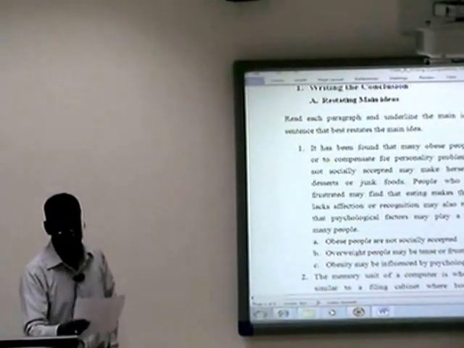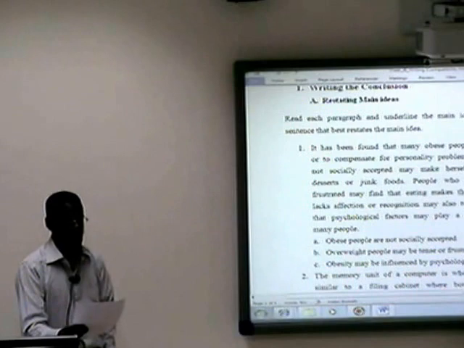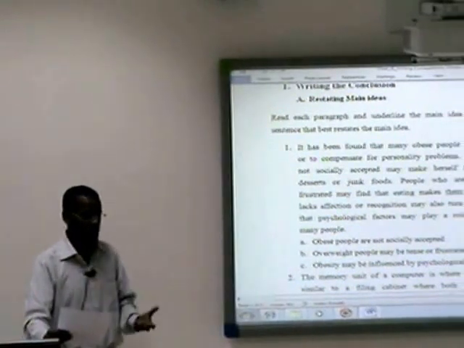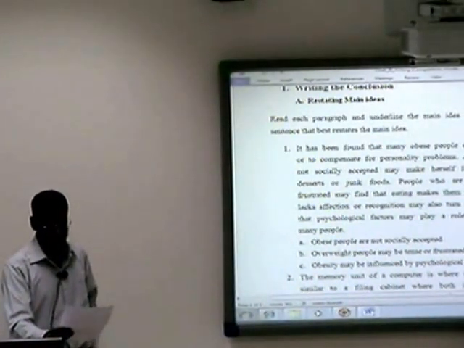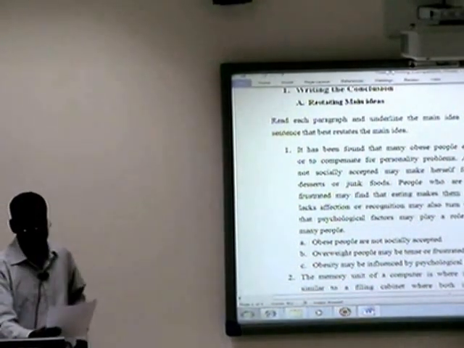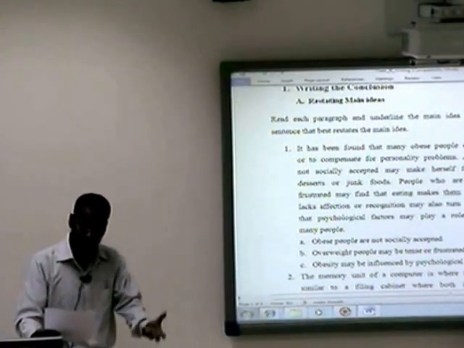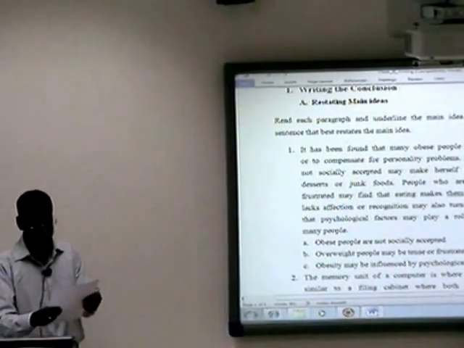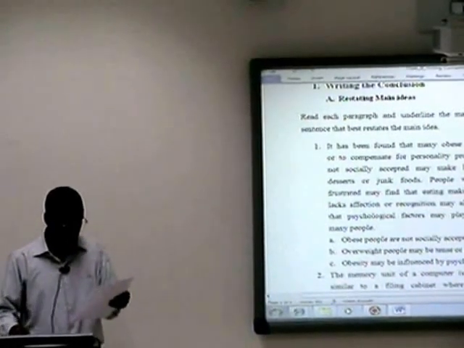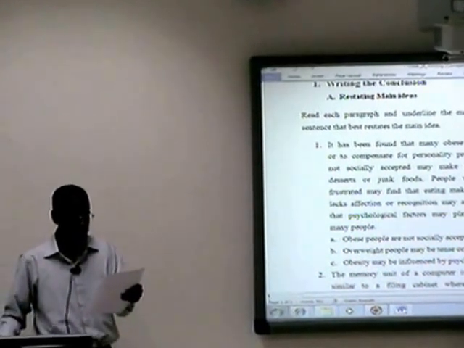So let's take a look at the first one. Number 1. It has been found that many obese people, what does obese mean? Overweight. Never say fat because it's rude. So you say obese or overweight. It has been found that many obese people eat food to get satisfaction, or to compensate for personality problems. They have a personality problem, so they resort to eating. An overweight girl who is not socially accepted, people don't like her, she doesn't have friends, may make herself feel better by eating rich desserts or junk food.